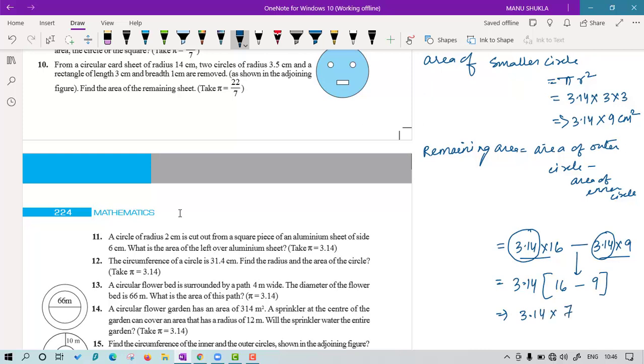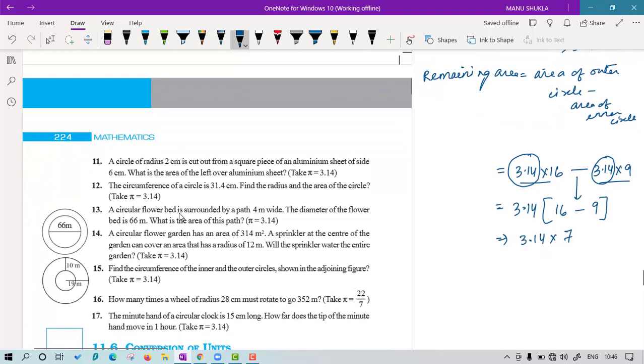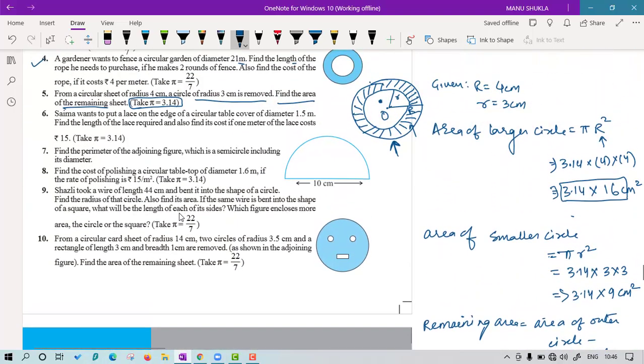Okay. So now just multiply these two, and the answer is 7 4 is 28. 7 plus 2 is 9, 21. So 21.98 centimeter square is the area of the remaining field. Okay. Just you need to understand that if the question is strictly saying to take a particular value of pi, you cannot change that. Okay. So this was the answer.